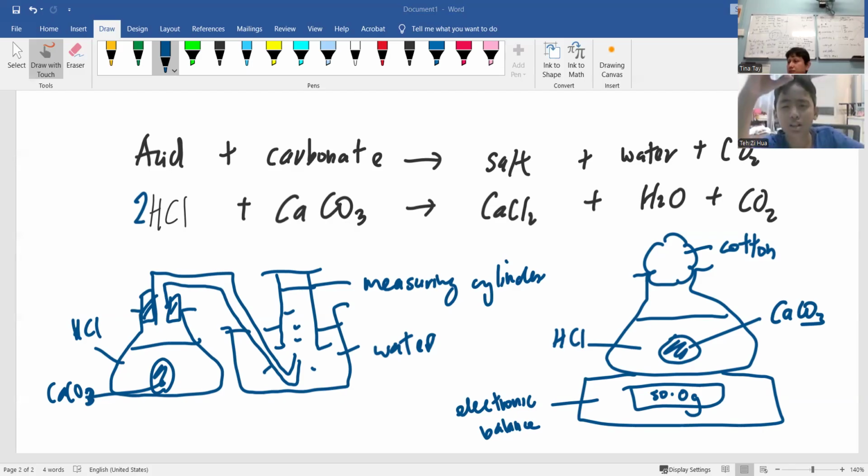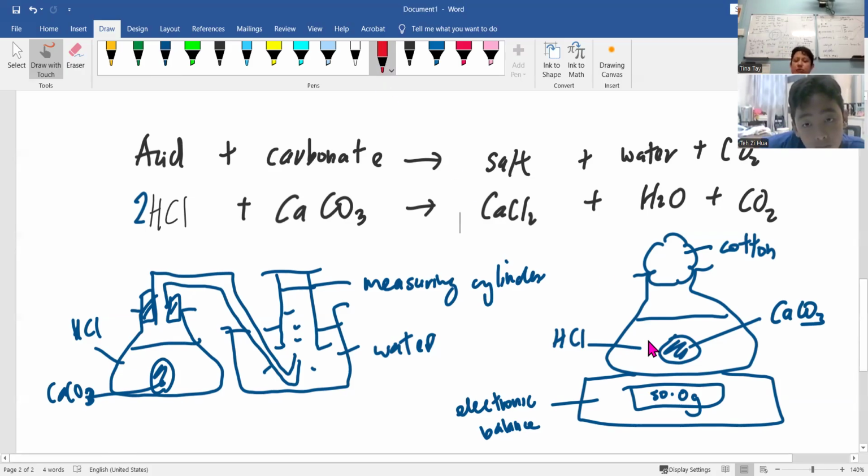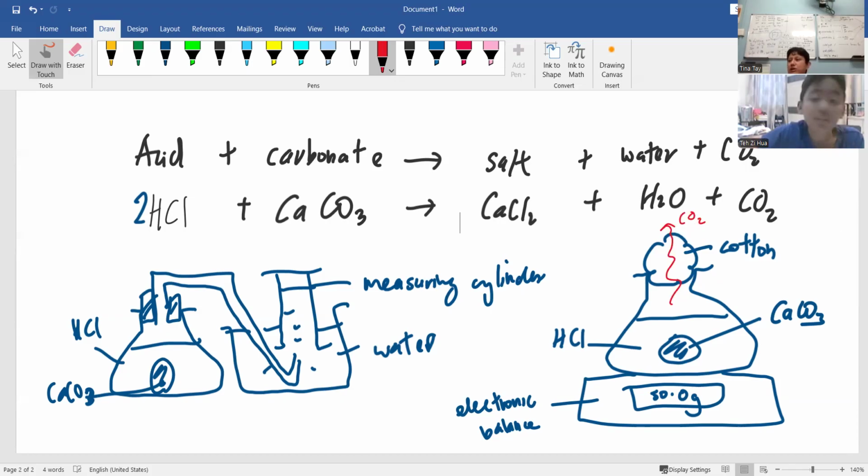You remove the cotton? No, you don't remove the cotton. Do you think the cotton will let the gas pass through? Yeah, that's why it's called cotton. So carbon dioxide will pass through the cotton, so you can just see the difference in the mass. So what will I measure? This one I measure the volume of gas. This one I measure the mass, the mass loss. Okay. Can you understand?